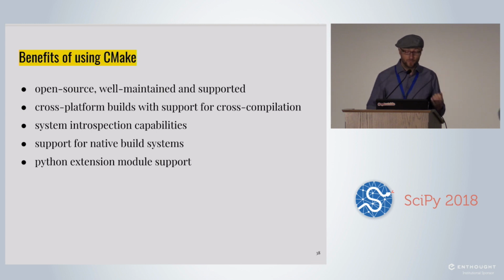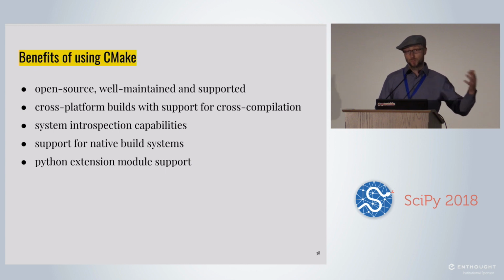What are the benefits of using CMake? It's an open source, well-maintained and supported tool. Cross-platform build with first-class support for cross-compilation, system introspection capabilities, support for native build systems. That means you can generate build systems for Visual Studio, for Xcode, for Ninja, for Makefile. And there's also Python extension module support. And it doesn't depend on anything. It's available on supercomputers. You can compile it on a supercomputer, and the binaries are also available from PyPI by pip install, in Conda. You can download the binary for any operating system.